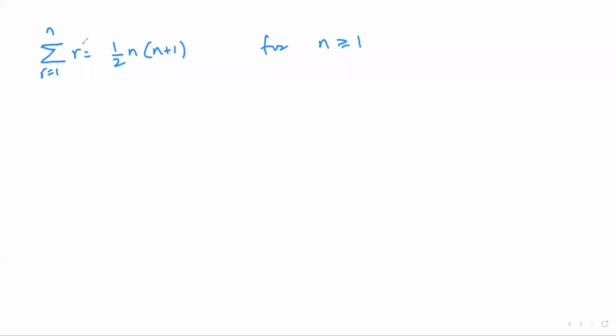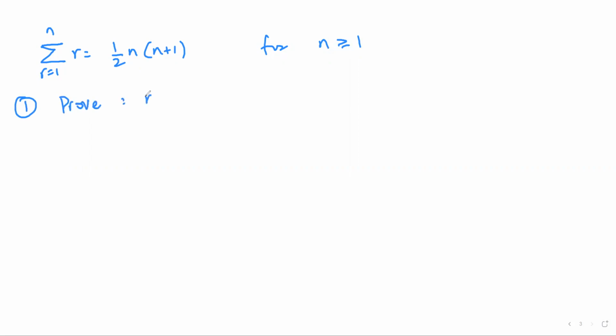Okay, so here is an example from the series, the sum of the given series. This is the statement that the sum from 1 to n of r is going to be half n into n plus 1, for all n where n is greater than or equal to 1.